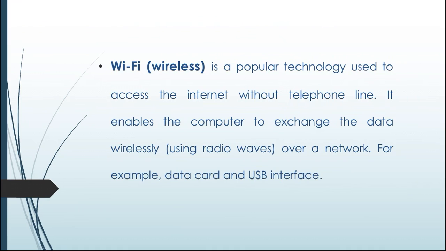Then wireless is a popular technology used to access the internet without telephone line. You don't need to have a telephone line, don't need to have cables. This is a wireless process using radio waves. The waves are present in the environment around us. For example, data card or USB interface. Data card or USB interface are helpful to use the internet, but then we don't have to get a telephone number or cables or anything else.